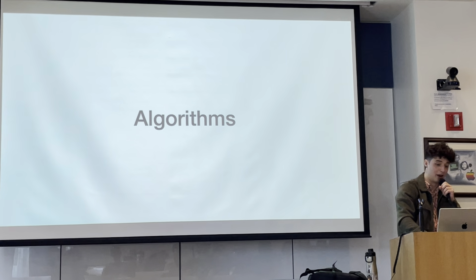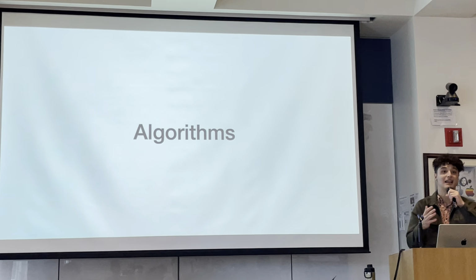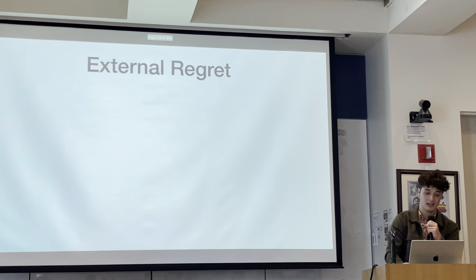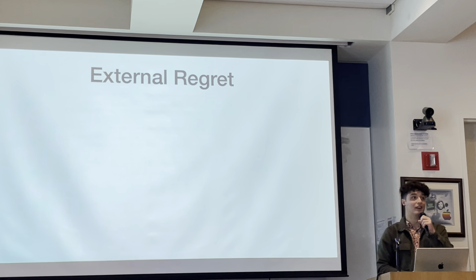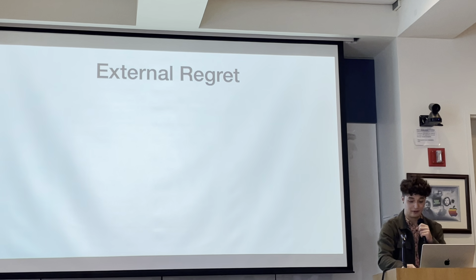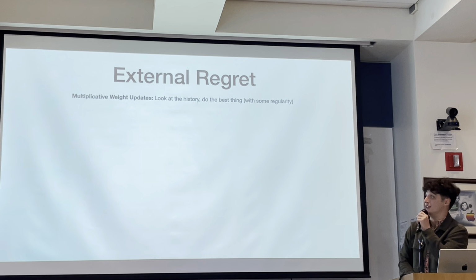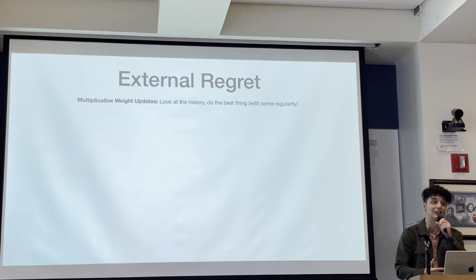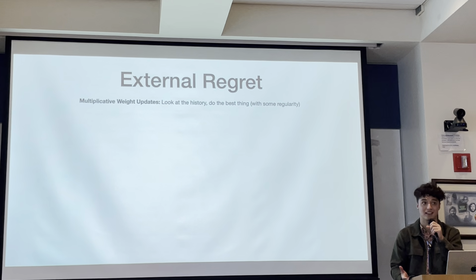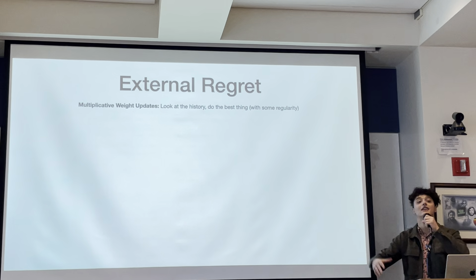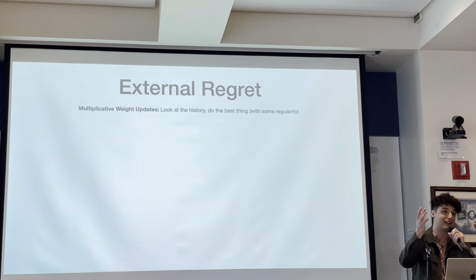Cool. All right, let's talk about, from the ground up, algorithms for no regret learning. Let's start with external regret. So how do you do no external regret learning? Well, a classic algorithm like multiplicative weight updates, or MWU, is essentially just going to look at the history of what's happened and do the best thing with some regularity.